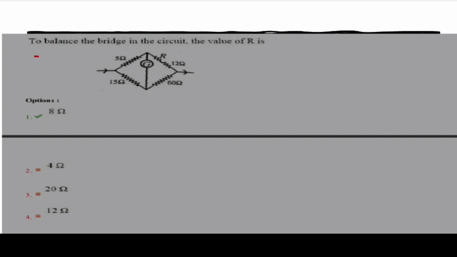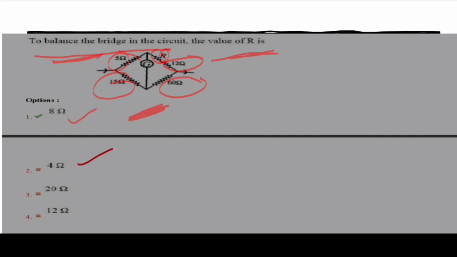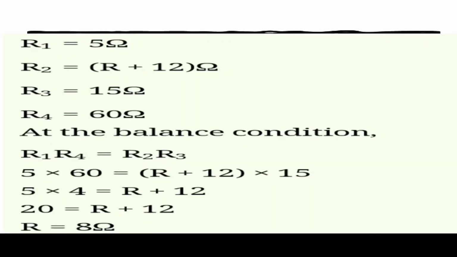To balance the bridge in the circuit, what should be the value of R? He has given a circuit with resistances of 15 ohms, 5 ohms, R ohms, 12 ohms, and 60 ohms connected in a circuit, and asks for the value of R to balance the bridge. Option A 8 ohms, option B 4 ohms, option C 20 ohms, option D 12 ohms. Let's see the answer.